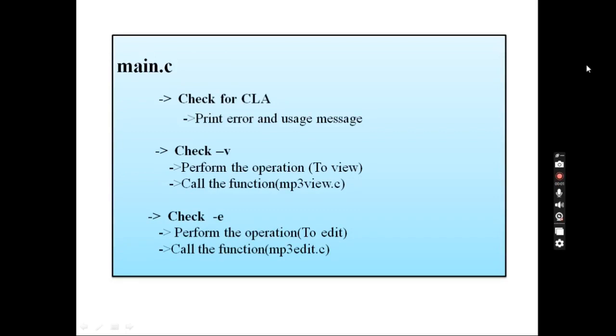Next we have main.c. In main.c you need to check the command line arguments, whether they have been passed or not. If not, you need to print the error and usage message. If we have passed -v, you need to call the function and perform the operation, that is, call a particular function in mp3 view.c. Next, if it is -e, you need to perform the edit operation. You need to check the read, ID3 version, and size. Once all the conditions are true, you need to call the respective function in mp3 edit.c.